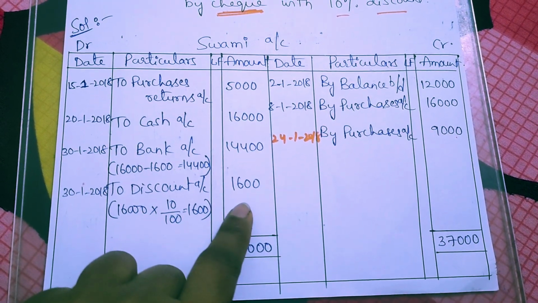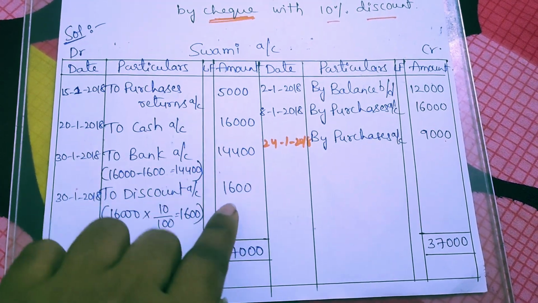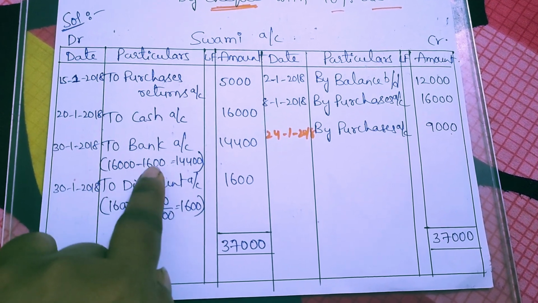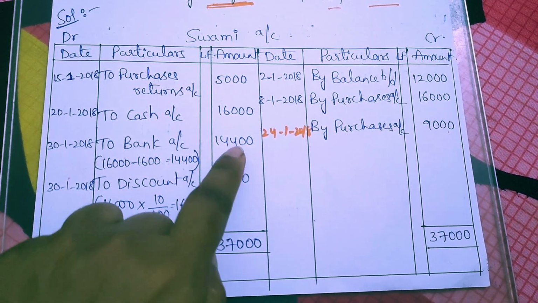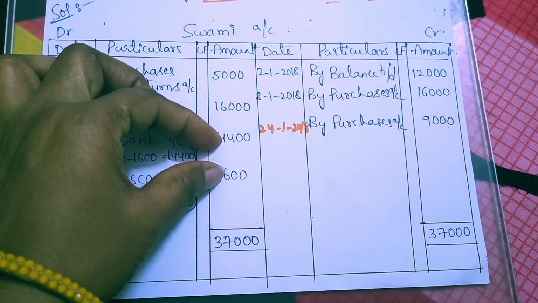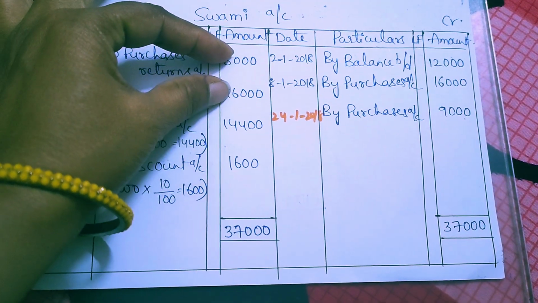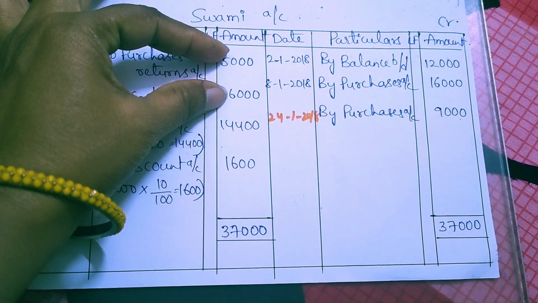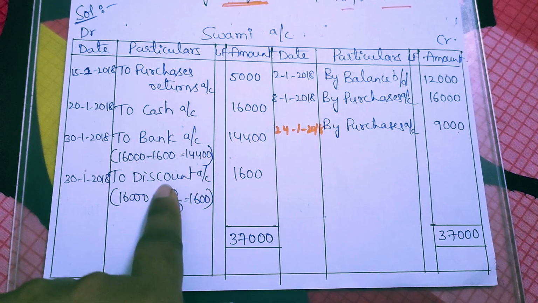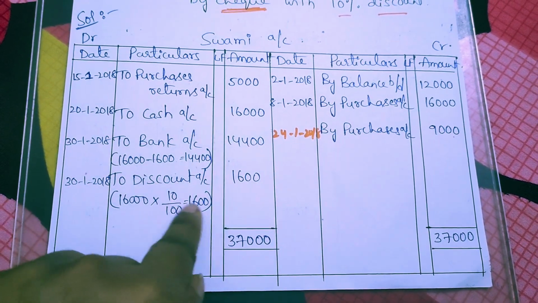And out of 16,000, you deduct 1600 and record the rest here for bank. 16,000 minus 1600, 14,400, you record for bank. Okay, if you total this, again you should get 16,000. What is 16,000? From 37,000, you deduct 21,000 and you get 16,000. These 16,000 you are recording as two items because the account is settled with the check as well as discount.